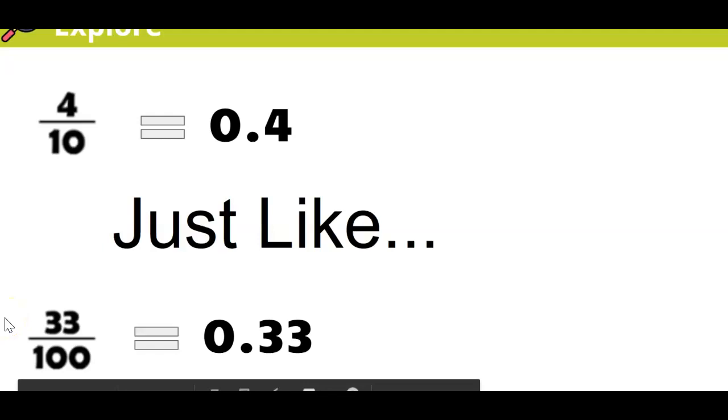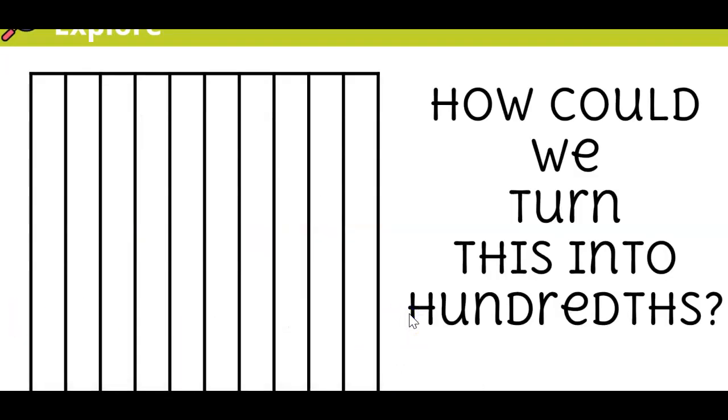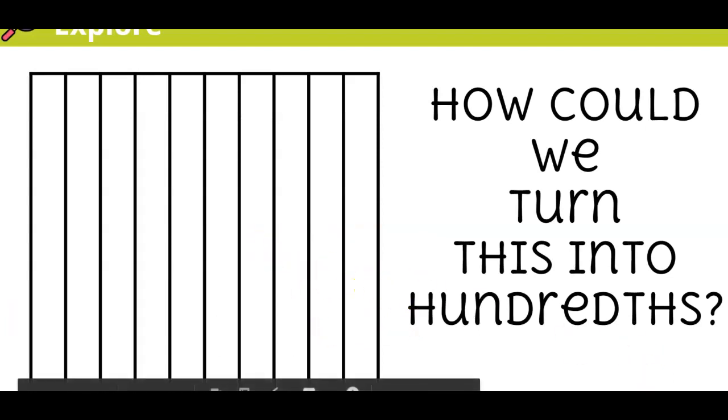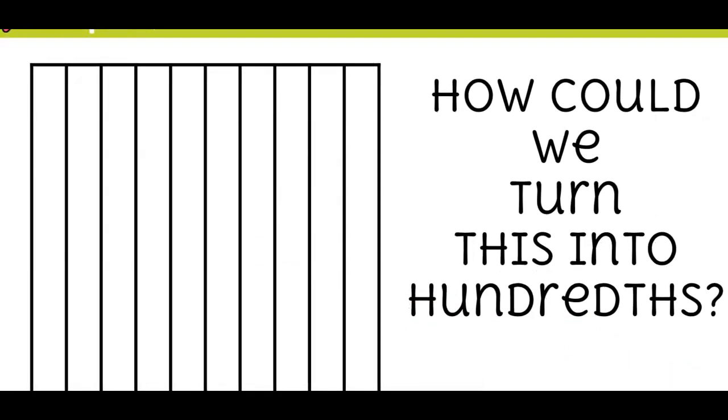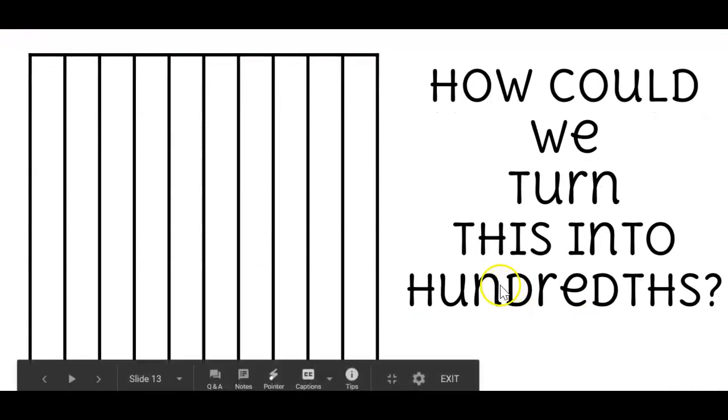And we're going to go on to our next slide. How could we turn this into hundredths? So this is our tenths grid that we have here. This is our tenths grid. How can we turn that into hundredths?